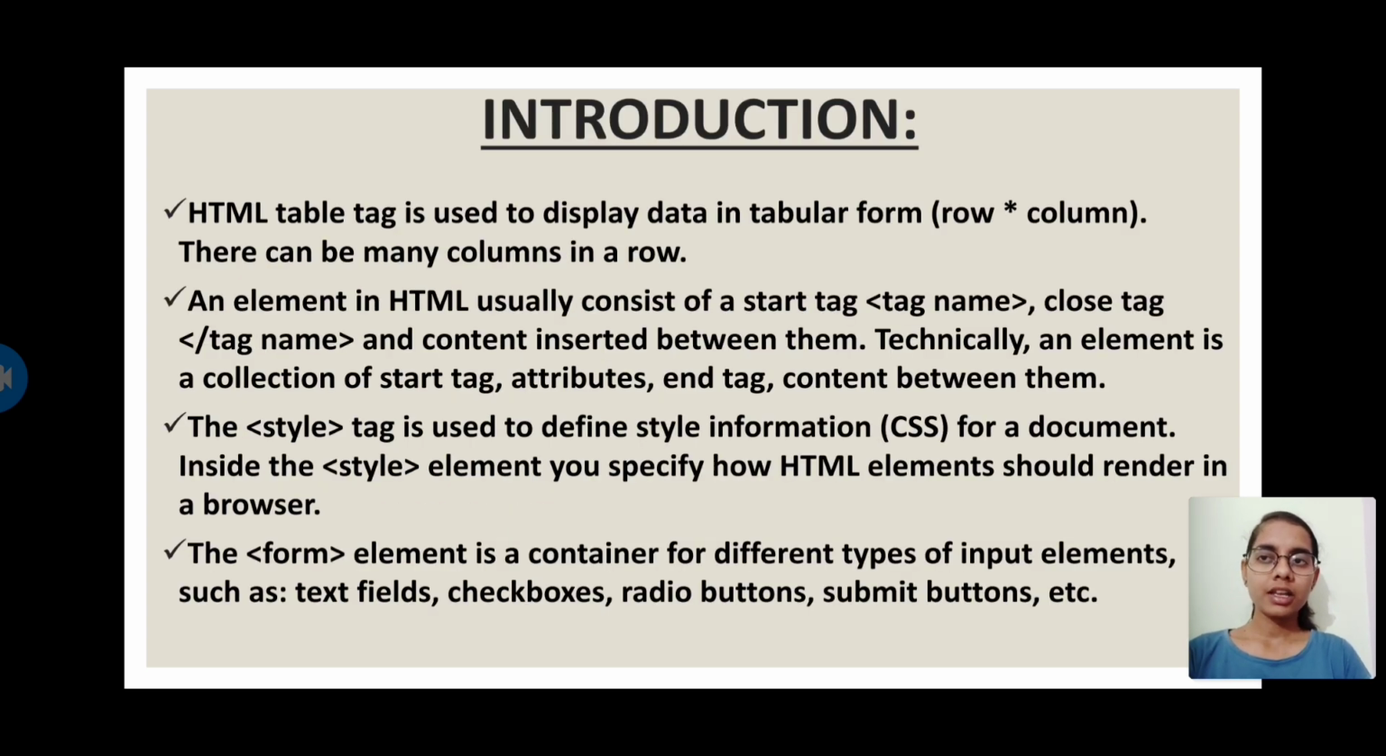Firstly, HTML table tag is used to display data in tabular column. That is, the tabular column contains two things, rows and columns. There can be many rows in many columns in a row. An element in HTML usually consists of a start tag, close tag and content inserted between them. Technically, an element is a collection of start tag, attribute, end tag, and content between them.